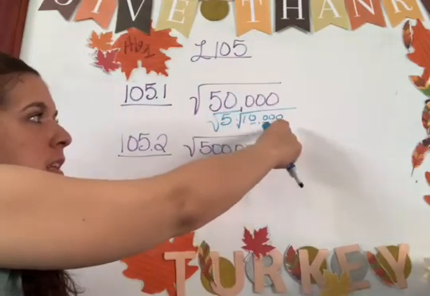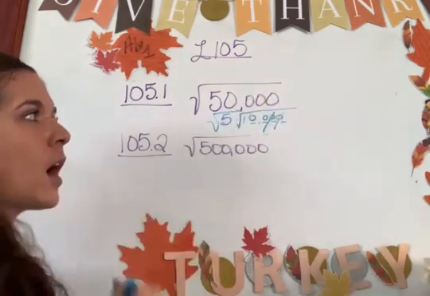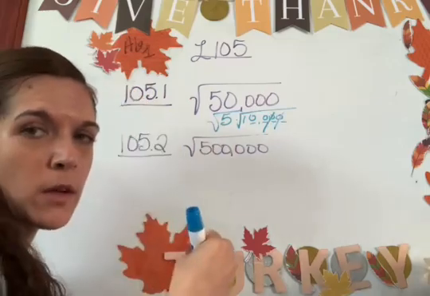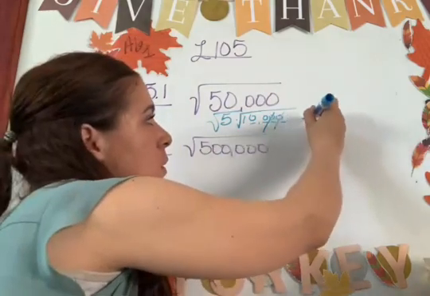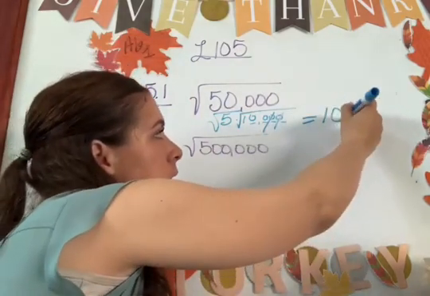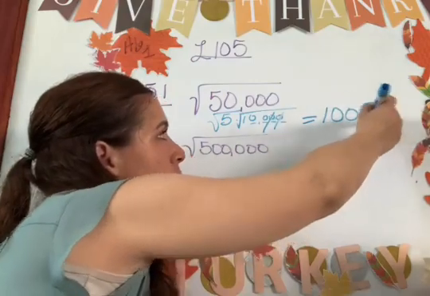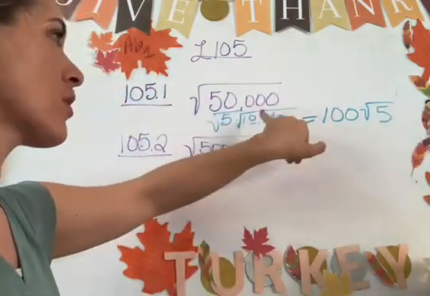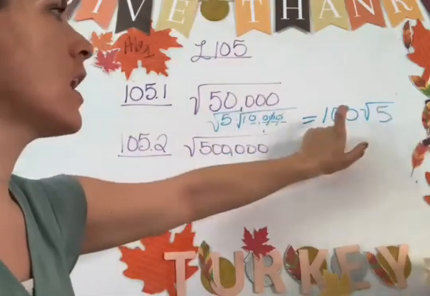Square root of 10,000 is 100. You just cut your zeros in half. So if you have 4 zeros, now you have 2 zeros. So your answer is going to be 100 square root 5, because you can't take the square root of 5, so you have to leave that under there. But you can take the square root of 10,000 and it is 100.